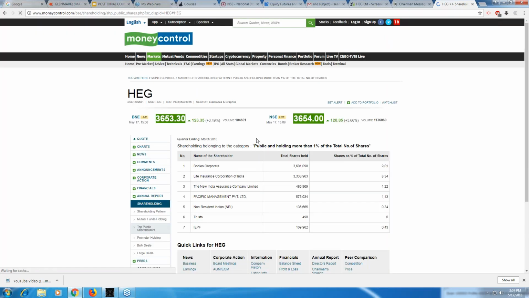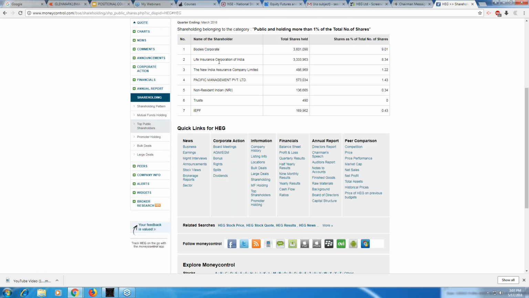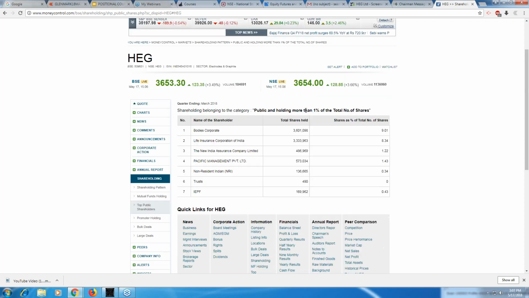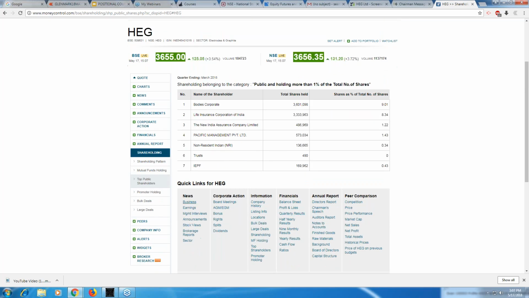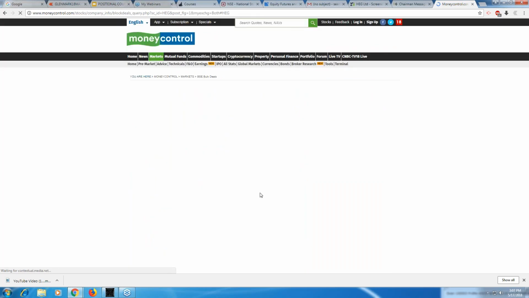Let's see who are the top public shareholders in the company. So there are Life Insurance Corporation. You can see here, New India Insurance Company. You see Pacific Management Private Limited, Non-Indian Residents, NRI, Trusts, IEPF. All these people are interested in this particular stock. So when so many people are interested in the stock, it will definitely perform good.